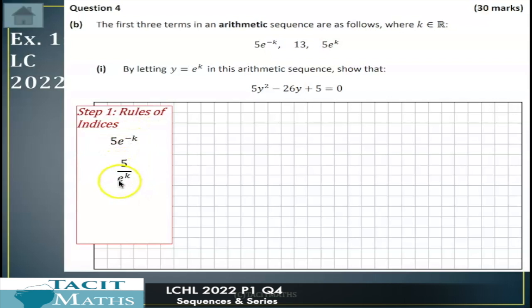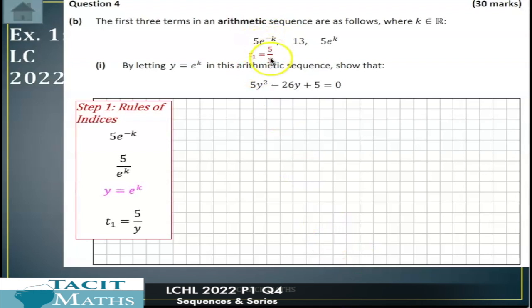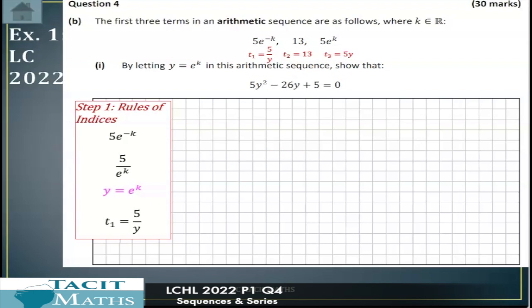So we can change 5 over e to the power of k to 5 over y. Now instead of this, we can put 5 over y. 13, the second term, stays the same. And we can change 5e to the power of k to just 5y. So now these are our first, second and third terms in terms of y. Just doing that much actually got you 4 marks out of 10.